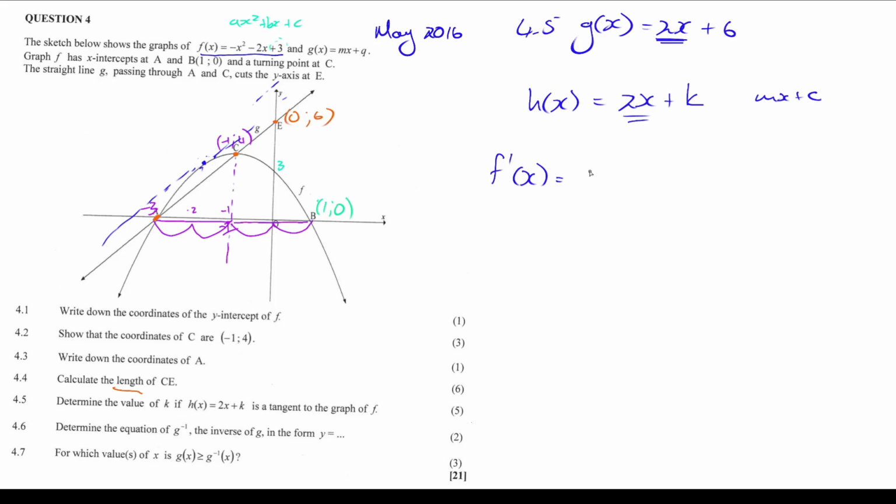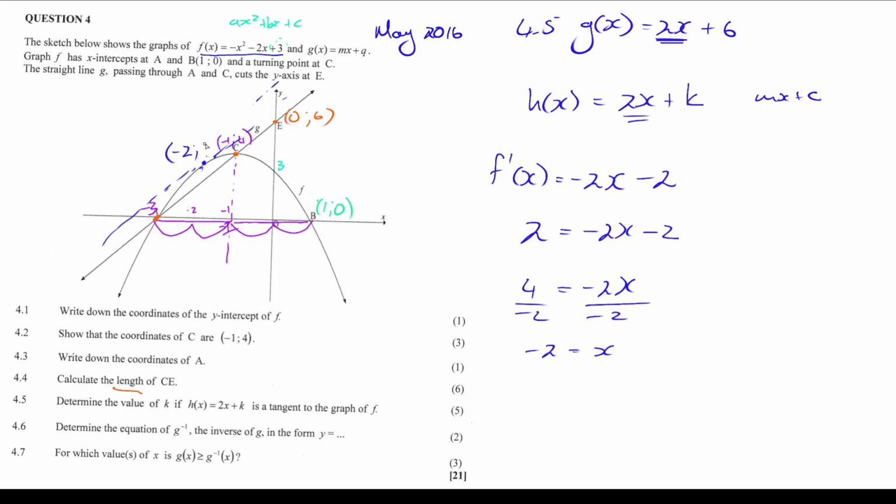So we have 2 times -1 gives me -2x minus 2. And usually we set it equal to 0 because we want the turning point. But because we're not at the turning point, the gradient's going to be equal to 2. So -2x minus 2 equals 2. The 2 goes over. It becomes a positive. 4 equals -2x, divided by -2 is -2, equals x. So at that point, the x coordinate is -2.